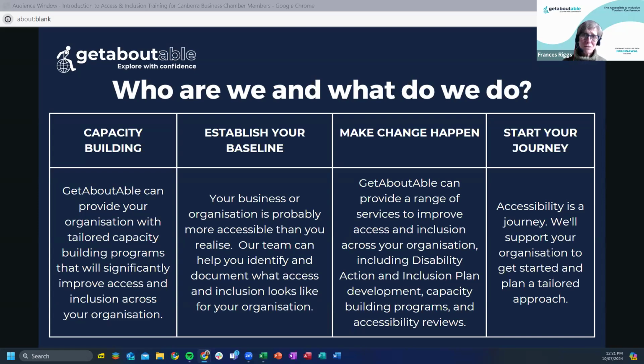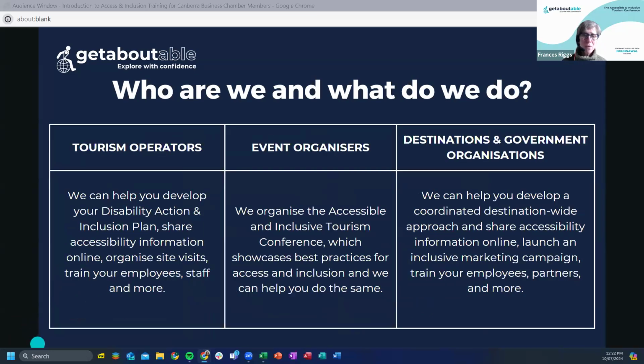So I have 2 siblings who have a disability. I don't have a disability myself, and my son is neurodiverse. We provide personalised support that focuses on delivering tangible outcomes for our clients, assisting businesses and organisations turn good intentions into concrete actions. And we do that with a range of organisations, operators, so whether that's in tourism or events or community organisations or commercial businesses, destinations and governments and organisations.